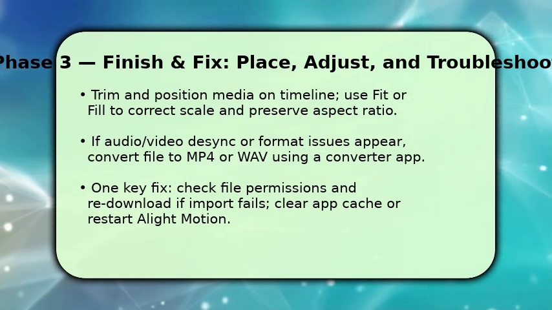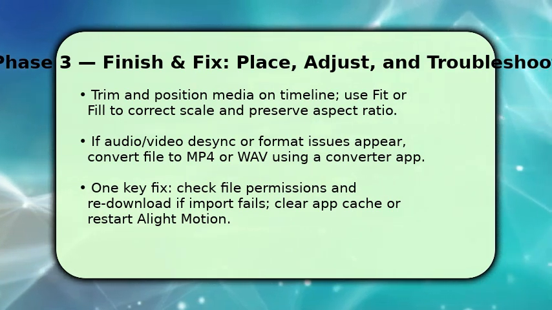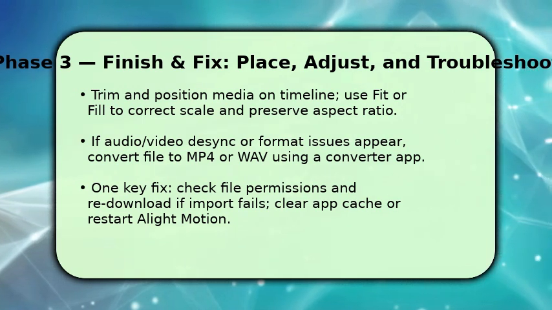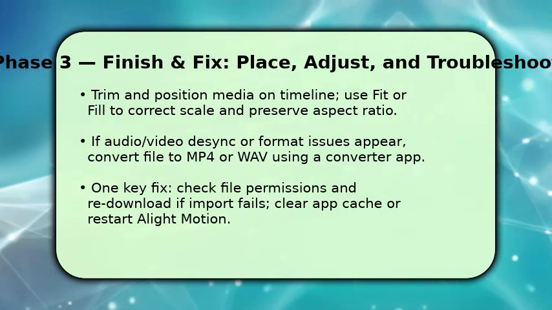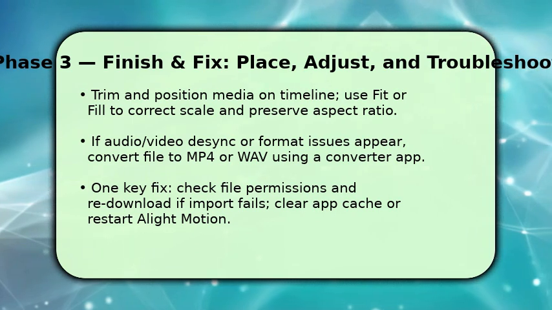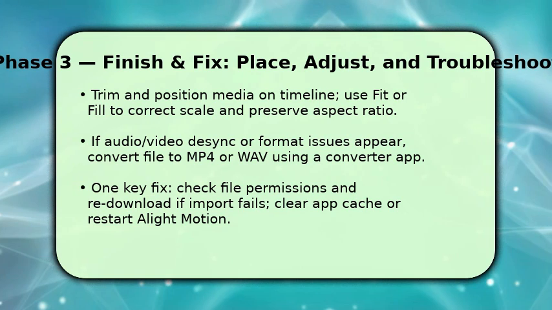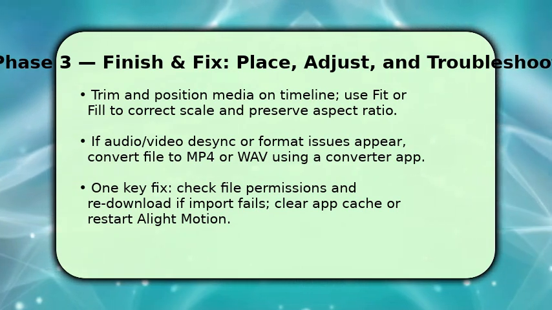If you see playback glitches, convert the source to MP4 for video or WAV for audio. Converters fix codecs that Alight Motion can't handle. And if import fails, recheck drive sharing, re-download the file, or clear Alight Motion's cache and restart the app. That single troubleshoot step clears most stubborn errors.